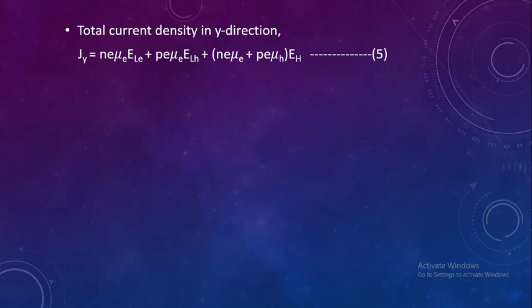We know that current density J equals sigma into E. Sigma is nothing but n e mu. So when you substitute the conductivity, we get J equals n e mu into the field E. The same thing we have substituted here. The total current density along the y axis will be equal to the sum of the three fields. One is experienced by the electrons, which is n e mu_e into E_LE. Then the second one is the field experienced by the holes, which is p e mu_h into E_LH. And the last one is the Hall field, which is experienced by both electrons as well as holes. That's why sigma will be equal to n e mu_e plus p e mu_h, into the Hall field E_H.